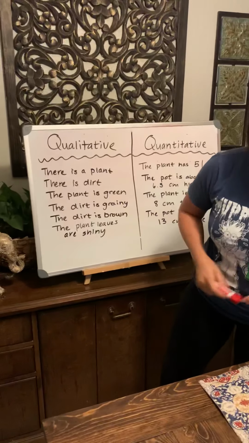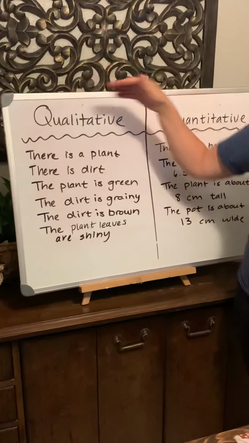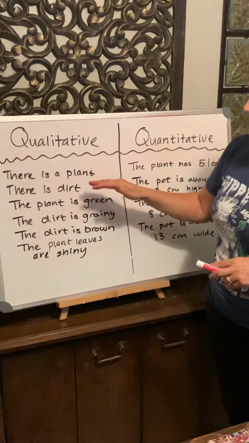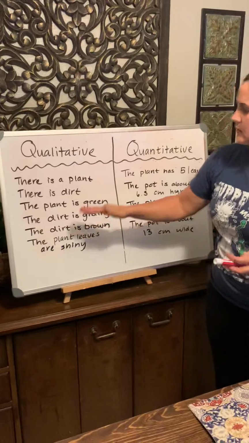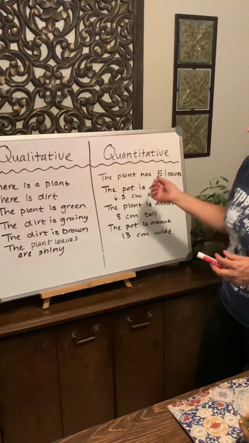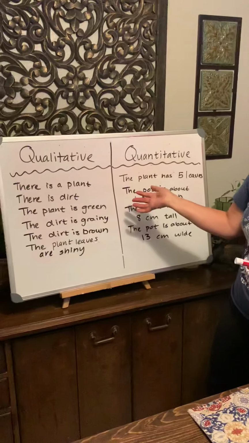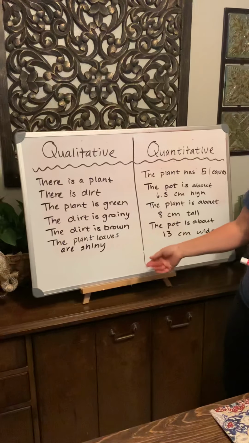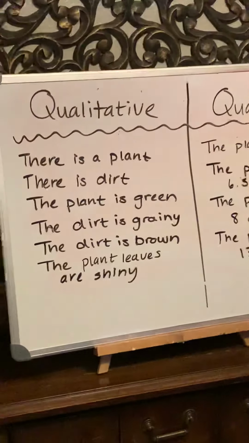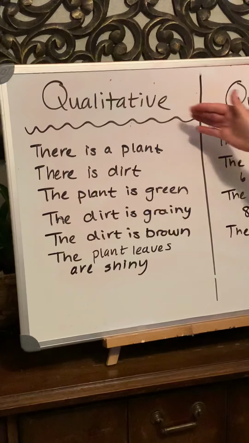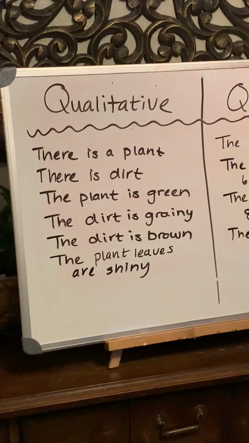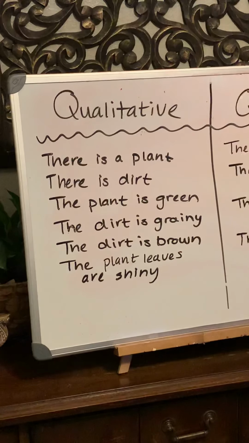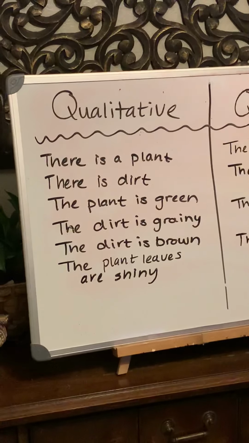So some of you might have come up with different ones, but as far as the qualitative observations are concerned, there's a plant, there is dirt or soil, the plant is green, the dirt looks grainy, the dirt is brown, the plant leaves are shiny. So those are all qualities that our object possesses. As you can see, there's no numbers associated with it. We're just describing kind of the characteristics that we can look at and see.